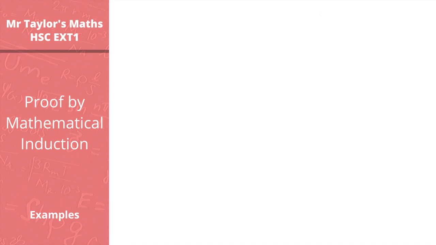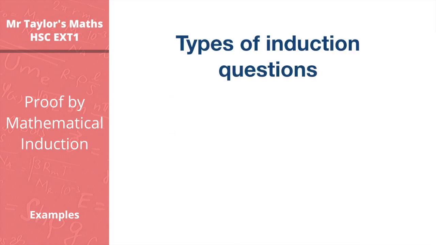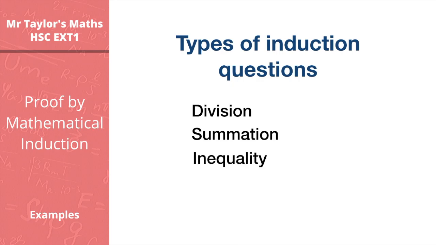So every single mathematical induction question is going to be the same. We're going to follow those 3 steps. That is 1, show, 2, assume, 3, prove. We also have 3 different types of induction questions. The first one is division, which is the example that we just did. The second one is summation, and the third one is inequality. Now, over the last 10 years, we've had 4 division questions and 5 summation questions, only 1 inequality. But we'll do an example of a summation and inequality now.